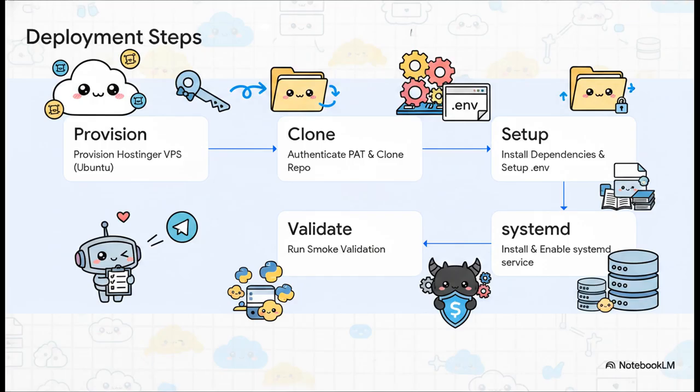It ensures that if your bot ever crashes due to a weird bug, it just automatically restarts itself, and if Hostinger reboots your server for maintenance, the bot boots right back up with it automatically, all while perfectly handling your log management. Finally, step 5, you run a smoke validation. This is just a quick automated test to prove the Telegram bot is actually breathing and responding to commands before you walk away and call it a day.